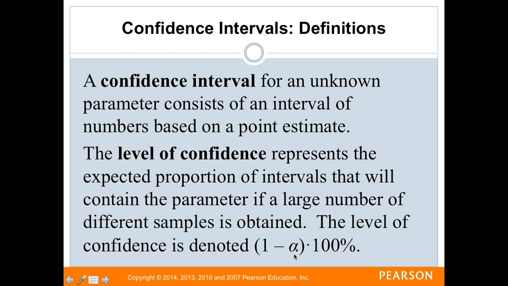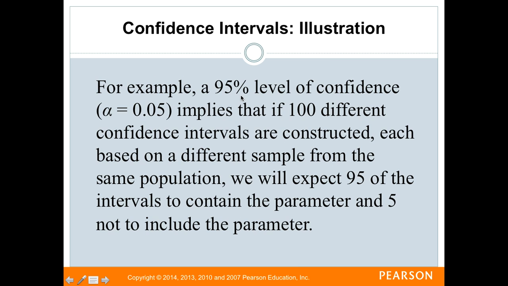So alpha is basically what we will later refer to as our type 1 error, but it's basically the probability of making an incorrect conclusion. So our level of confidence would be how confident we are, and alpha is how not confident we are. So for example, a 95% level of confidence would go with alpha equals 0.05, which corresponds to 5%. So for 95% confident, we're basically 5% not confident.